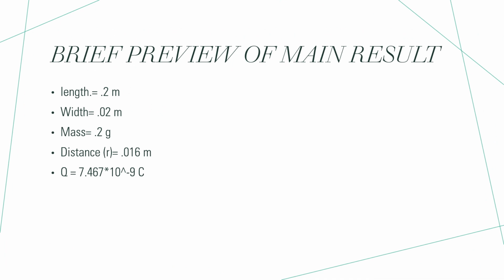The main result was that I found Q to be 7.467 times 10 to the negative 9 coulombs, and this was found using these values for the tape: length 0.2 meters, width 0.02 meters, mass 0.2 grams, and the distance of the two tapes away from each other where this happened was 0.016 meters.